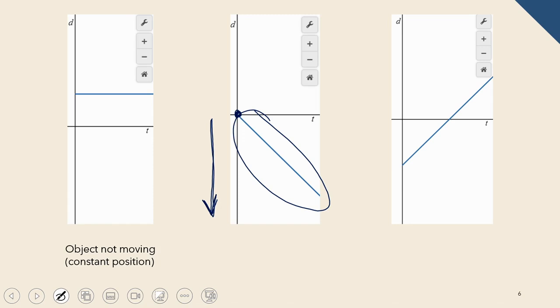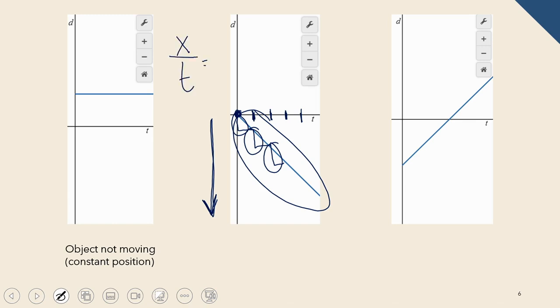This means that the object covers the same amount of displacement over every unit in time. Let's say a second. Let's mark out some seconds here very roughly. The object is going to cover the same amount of displacement here, here, and here over every second. Let's write that out as an equation. So our object is going the same amount of displacement over every unit of time.